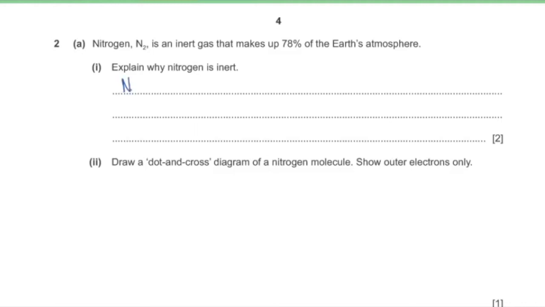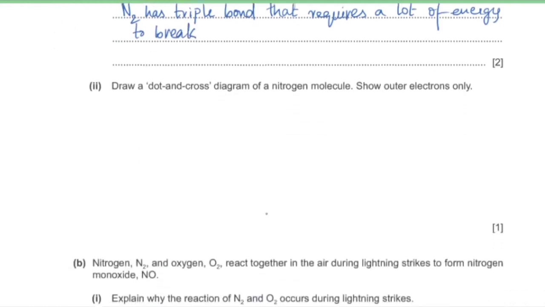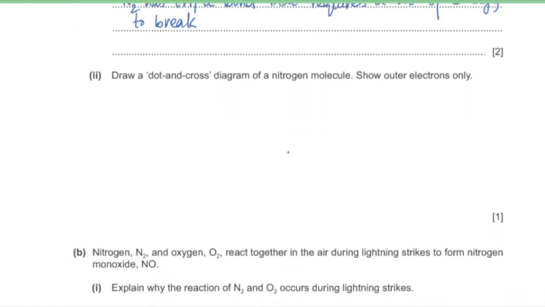So nitrogen has a triple bond that requires a lot of energy to break and react. Part 2, draw a dot and cross diagram of a nitrogen molecule. Show outer electrons only. So 2 nitrogen atoms, each of them will be sharing 3 of its valence electrons.